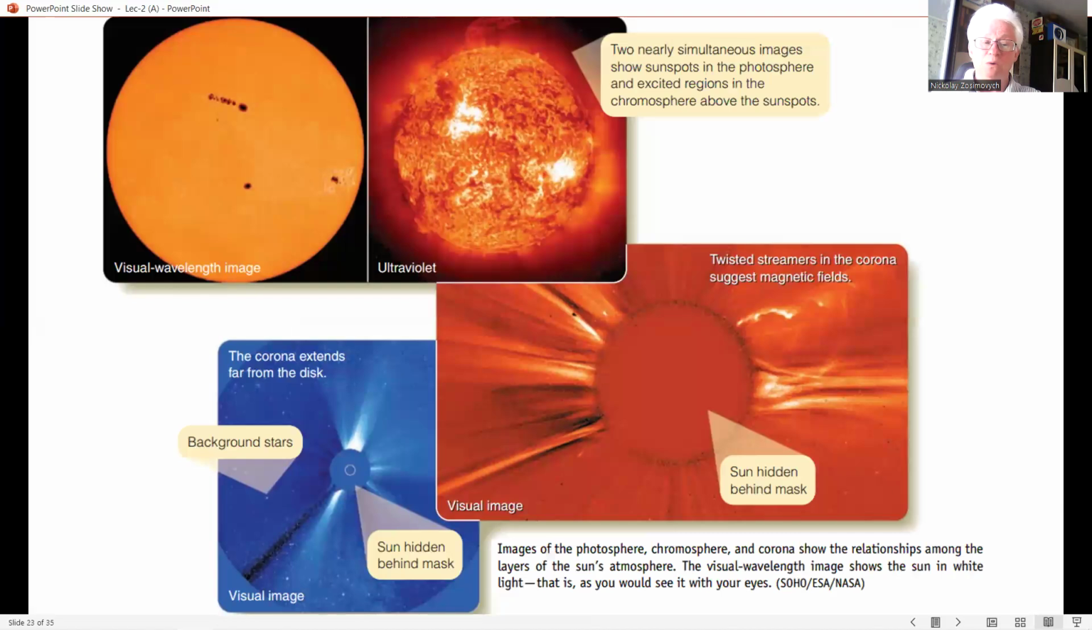Observations made with specialized telescopes called coronagraphs can block the light of the photosphere and record the corona out beyond 20 solar radii, almost 10% of the way to Earth. Such images show streamers in the corona that follow magnetic lines of force in the sun's magnetic field. Let's look at this picture.